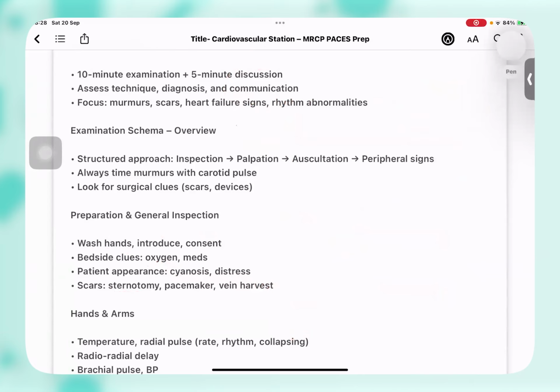Is that okay? Also, you see pacemaker scar there. So here you see a pacemaker scar, usually like a pocket of the shirt. Is that clear till now?